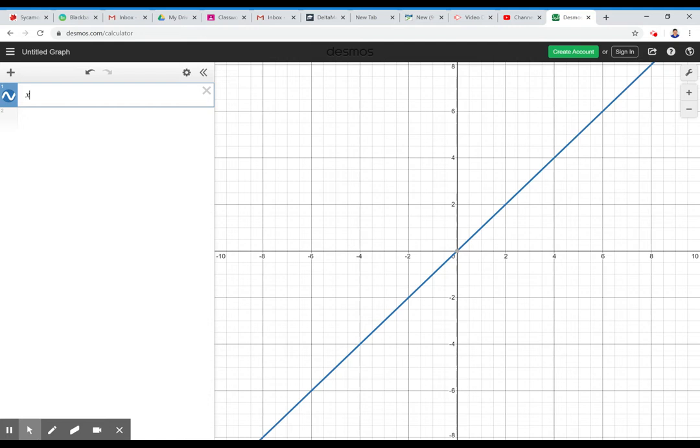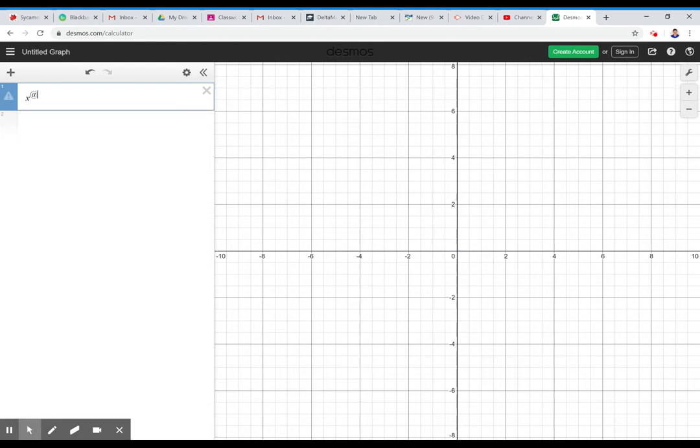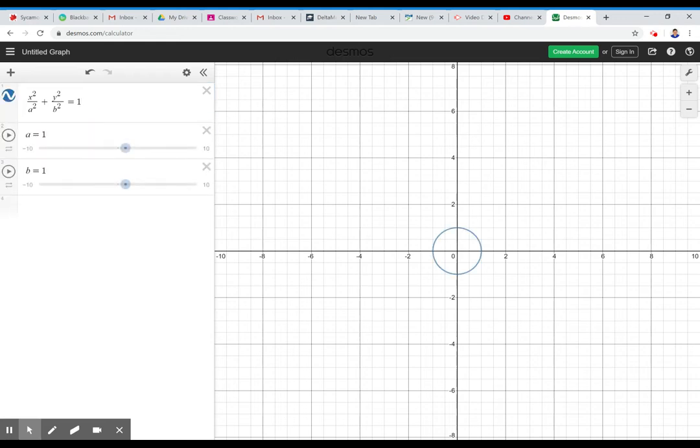We're going to start with a really basic ellipse, and our basic ellipse is just going to be x squared over a squared, plus y squared over b squared, and then that's going to equal 1. And we'll make these a's and b's sliders.